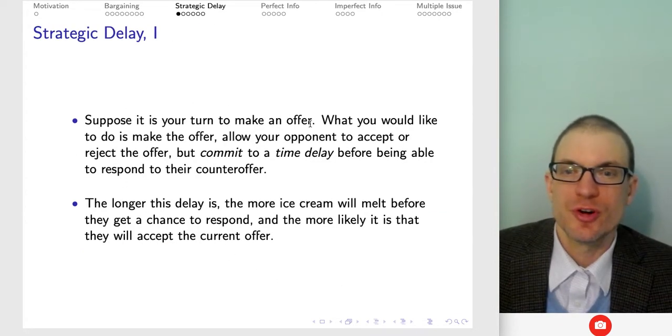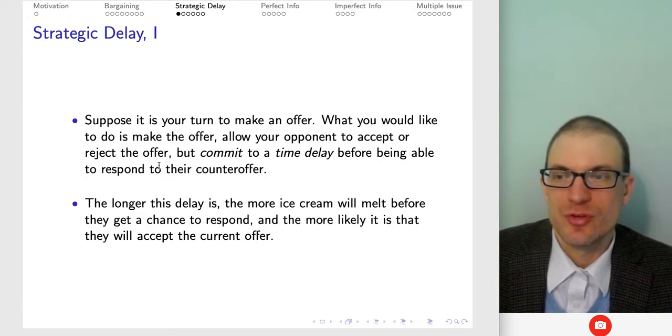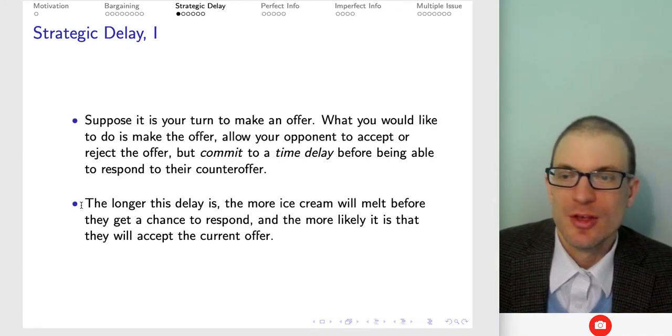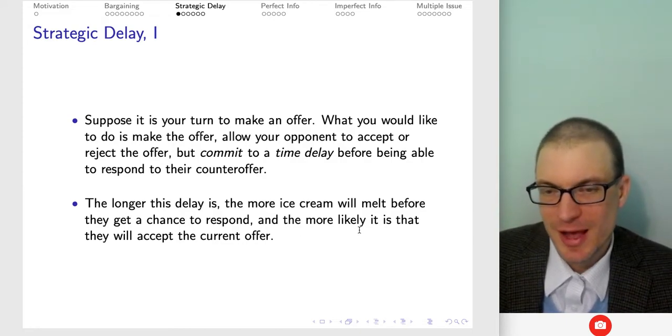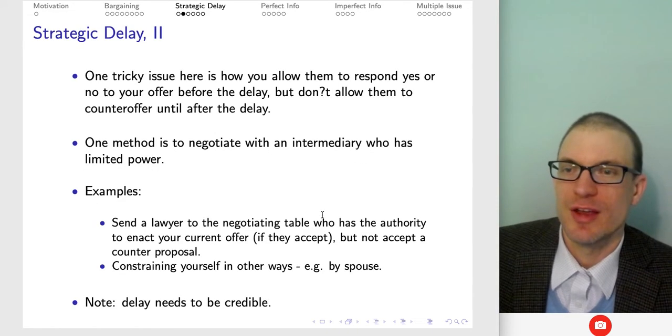So suppose it's your turn to make an offer. What you'd like to do is make the offer and then allow your opponent to accept or reject, but commit to a time delay before being able to respond. The longer the delay, the more the ice cream melts before they get a chance to respond, and the more likely it is that they accept the current offer. So that goes in your favor.